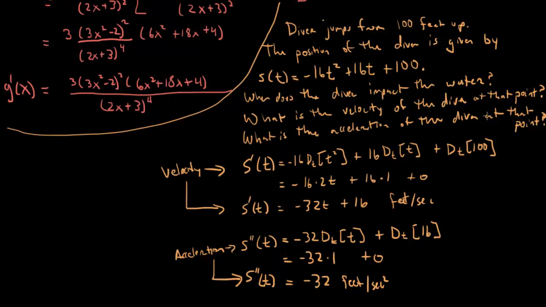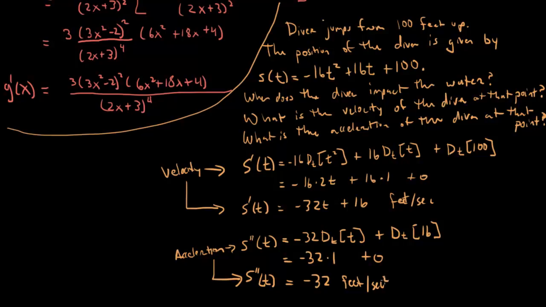Let's see here. So let's answer the question. So the third question, that's the easiest. The acceleration doesn't matter at what point he or she is. It's negative 32 feet per second squared. Okay, so it doesn't matter if it's the point of impact or wherever. Now, what is the velocity of the diver at that point? I should say negative 32 feet per second squared. That's just the acceleration due to gravity on Earth. Negative 32 feet per second squared or negative 9.8 meters per second squared.